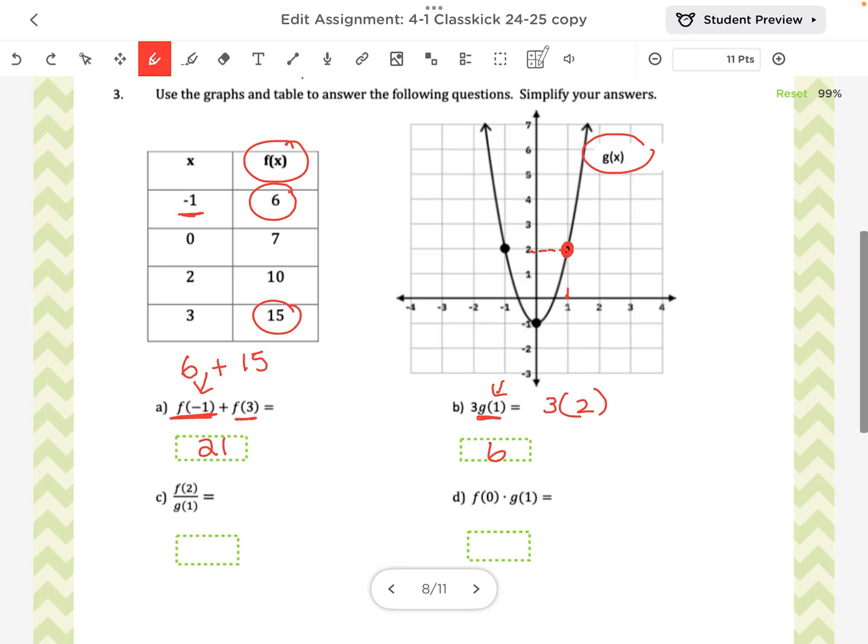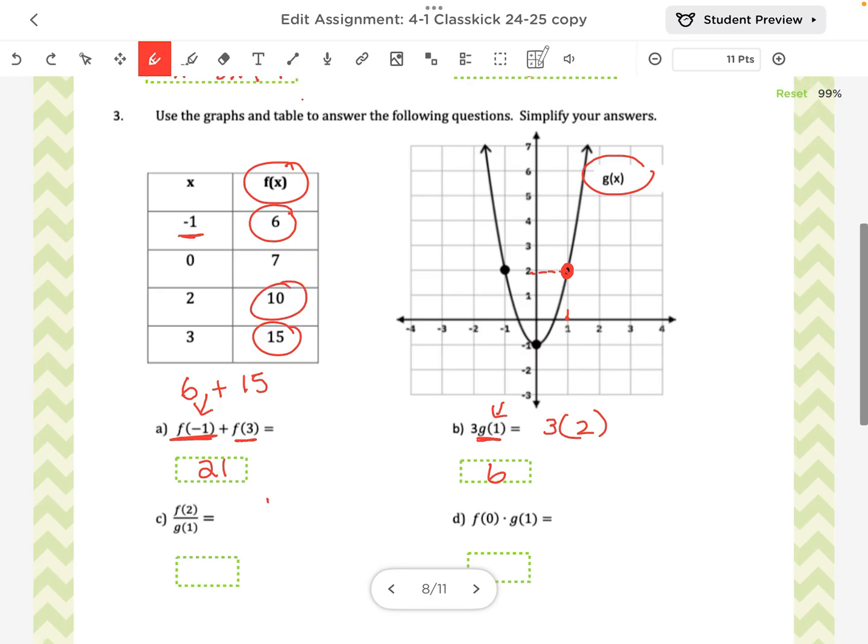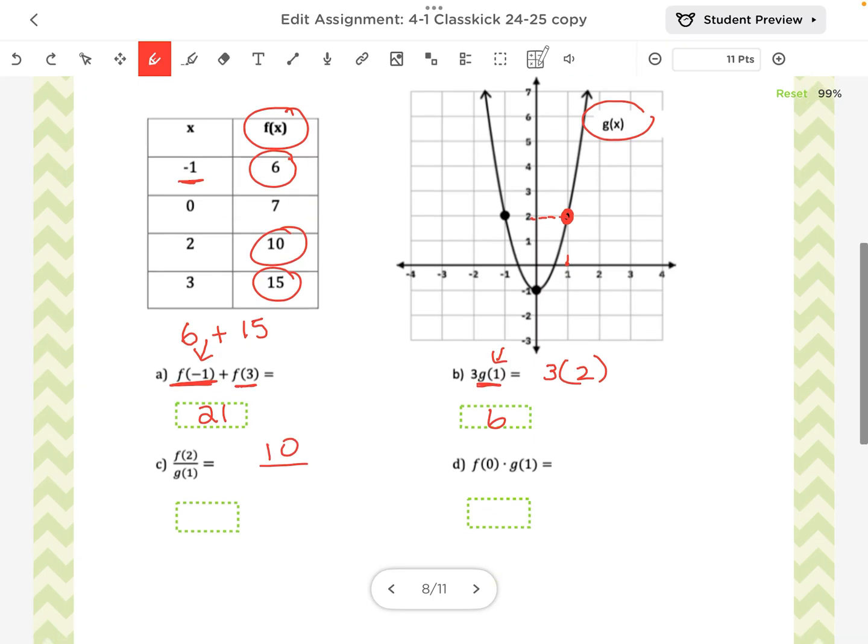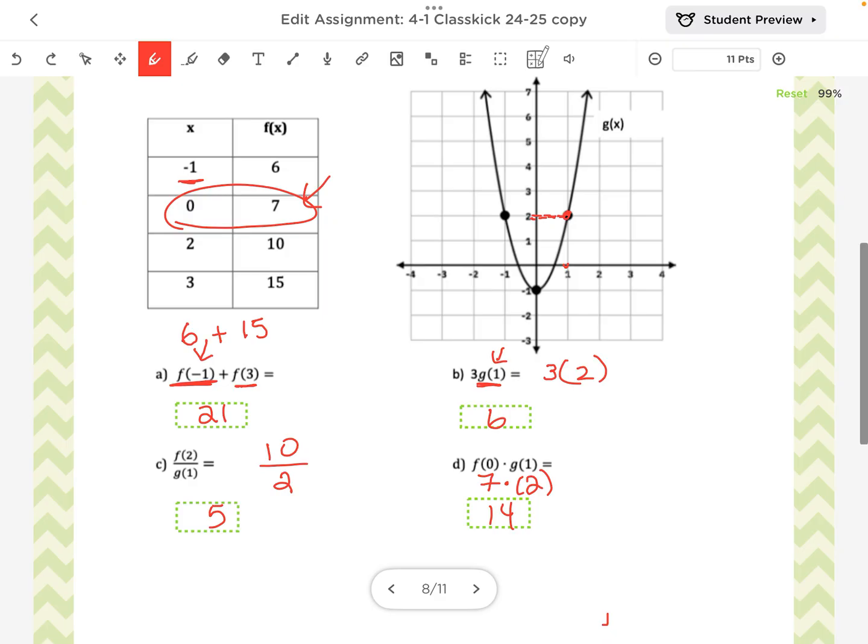Next one, we're going to find f of 2, which is 10, and we're going to divide by g of 1, which we just found above, which is 2, and if I divide it, I get 5. And the last one here, we're going to go ahead and find f of 0. So f of 0, the y value is 7, and we're going to multiply with g of 1. g of 1 again, find x equals 1, find your matching y is 2, so this is 14.